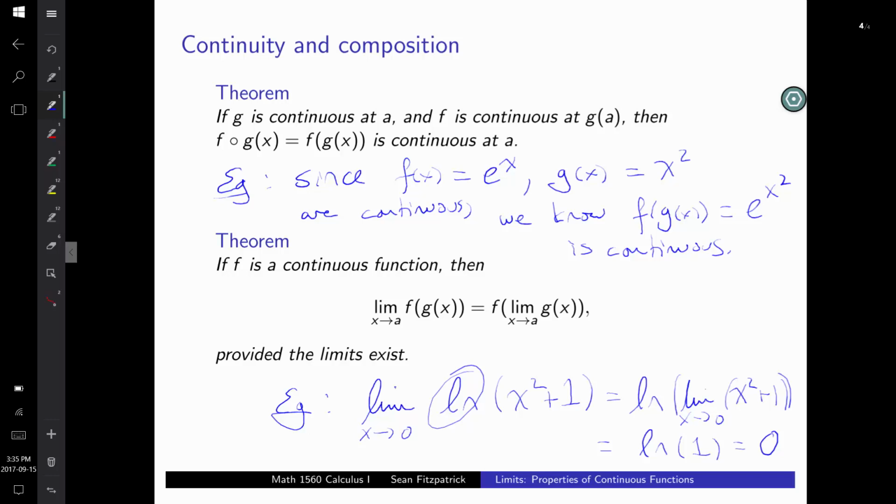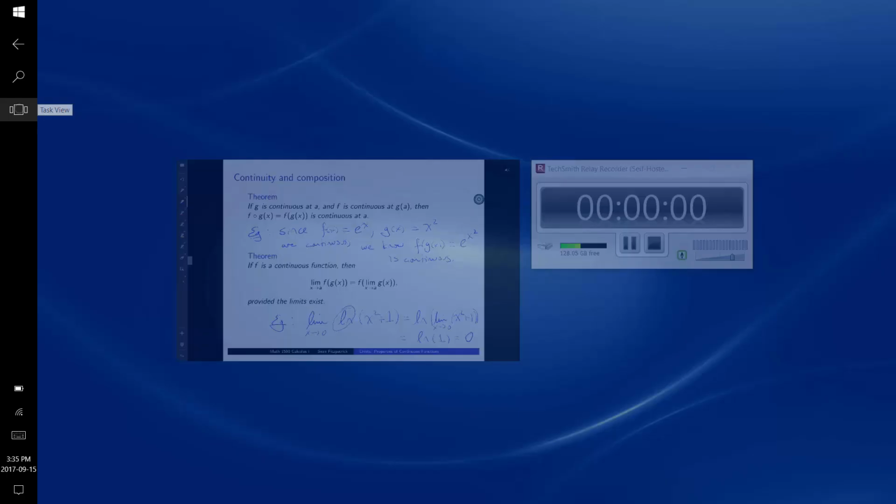All right, so we're going to do one more video on continuity. We're going to cover an important theorem about continuity called the intermediate value theorem, and then we'll be ready to move on to derivatives.